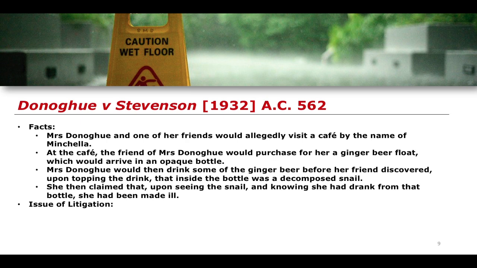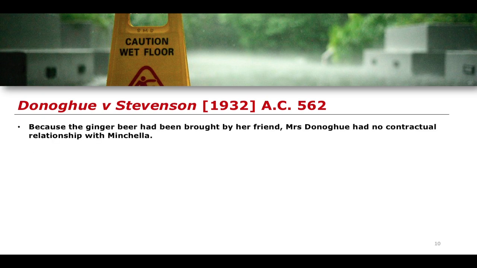Well, the issue of litigation here is who could Mrs. Donoghue sue? Because on the one hand, she couldn't necessarily sue the cafe, because she had not had a contractual relationship with them. Don't forget, the friend of Mrs. Donoghue purchased the ginger beer float for her. So they had the contractual relationship, Mrs. Donoghue did not. So there was no contractual relationship between Mrs. Donoghue and Minchella. And so the result of that was that the traditional understanding of the duty of care as being one that existed between contractual relationships could not essentially be formulated in this case.